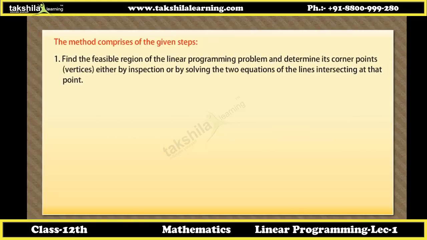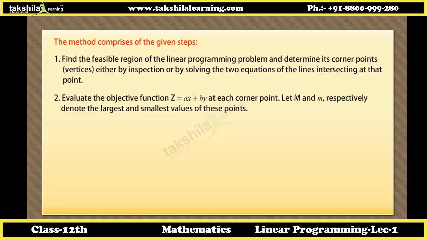1. Find the feasible region of the linear programming problem and determine its corner points (vertices) either by inspection or by solving the two equations of the lines intersecting at that point. 2. Evaluate the objective function Z = ax + by at each corner point. Let M and m respectively denote the largest and smallest values of these points.